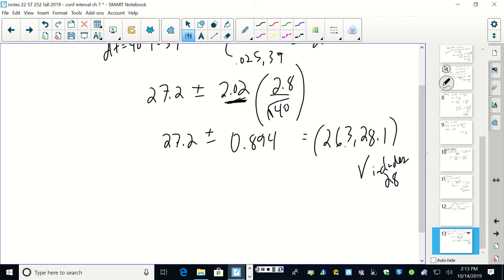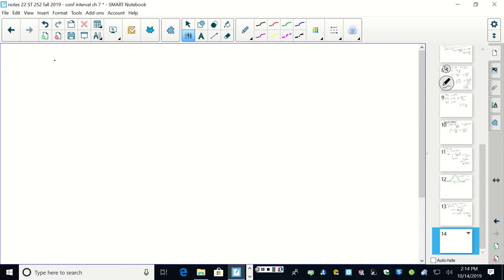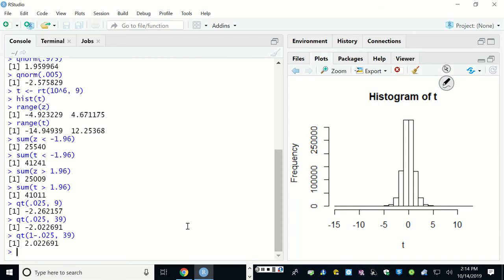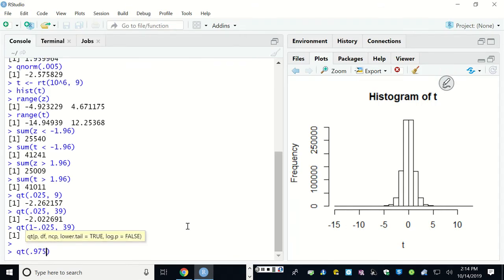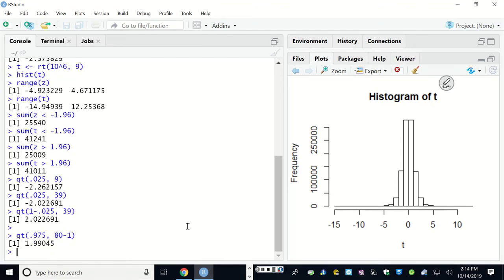So a bigger sample size helps you in two ways. Sample size there, but also the T value changes. So every interval depends on sample size. If we have n equals 80, then we use degrees of freedom of 79 in this case. So the T value we want, let's look that up. qt of 0.975 and then 80 minus 1. That's 1.99, so it's a little bit smaller.